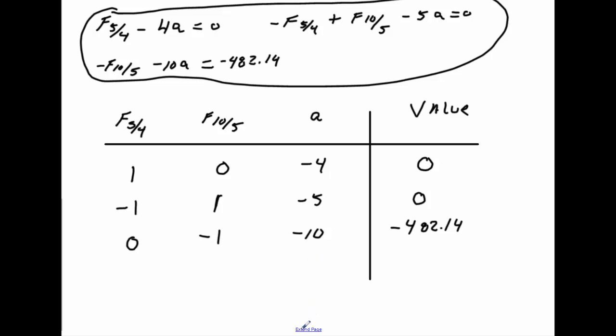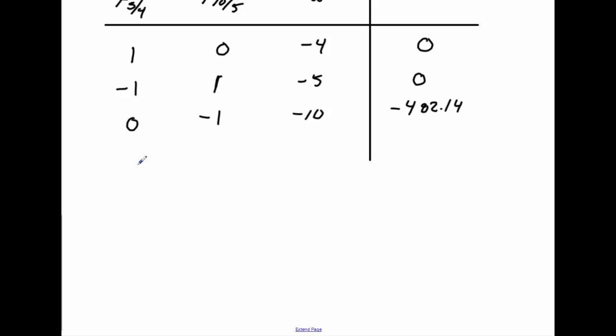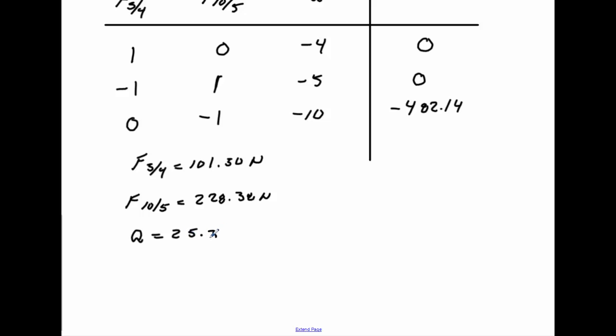And when you do this problem now, you will find that the force of the 5 onto the 4 is equal to 101.50. The force of the 10 onto the 5 is equal to 228.38 newtons. And then the acceleration of your system is going to be 25.38 meters per second squared. Alright, so that's your answer.